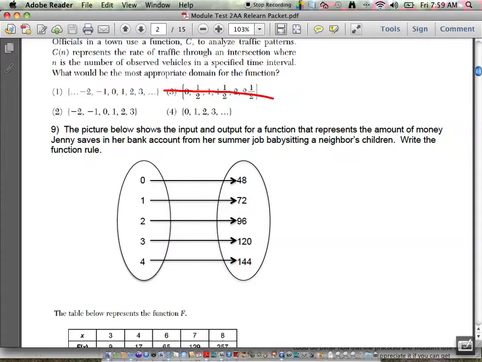Can you get negative vehicles through there? Not in any universe I live in. You can't get negative ones here, but I could get no vehicles, 1 vehicle, 2 vehicles, 3 vehicles, etc. So choice 4 is the correct answer.